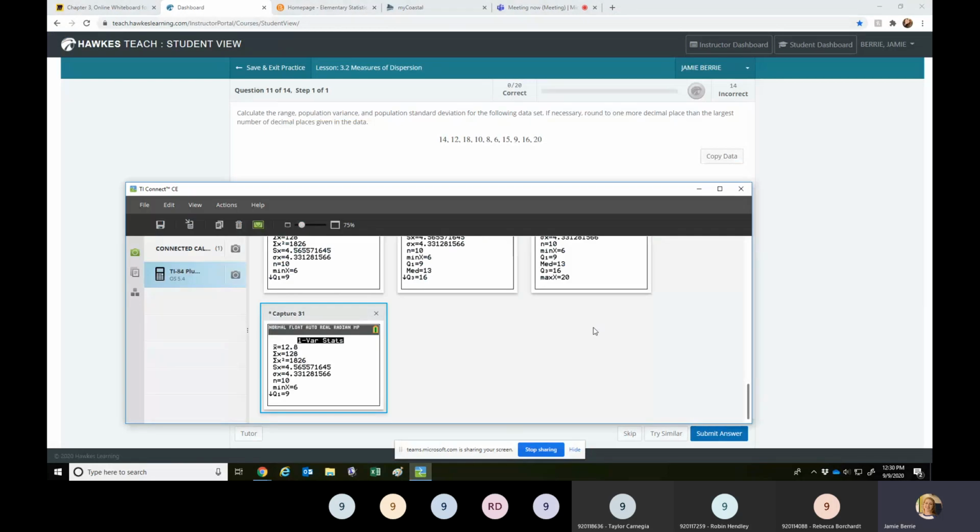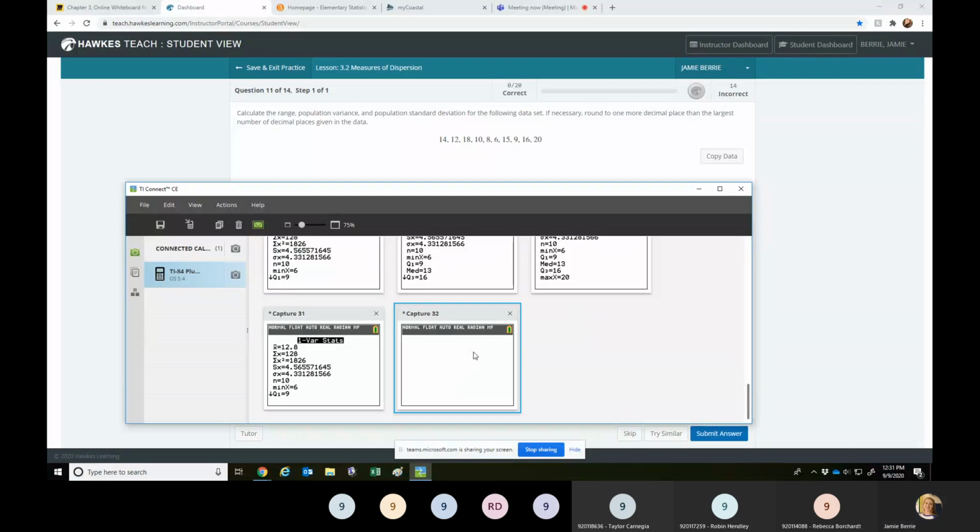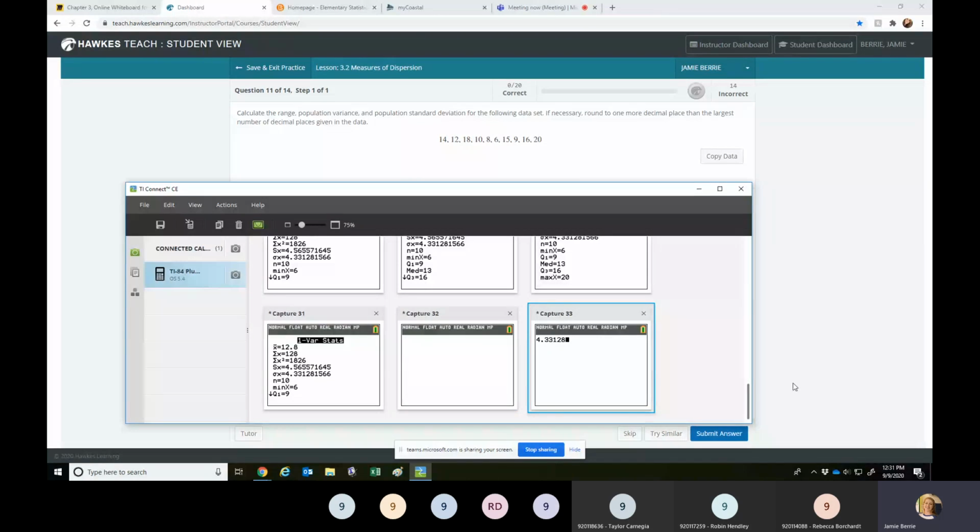So here's my calculator. I'm just going to hit the clear button to get back to my home screen. All right, so now I got a blank screen. If you see my last screen here, this population standard deviation, I'm just going to type in a couple of decimal places here. So 4.33128, just so I make sure that I don't miss anything. And now I'm going to square that.